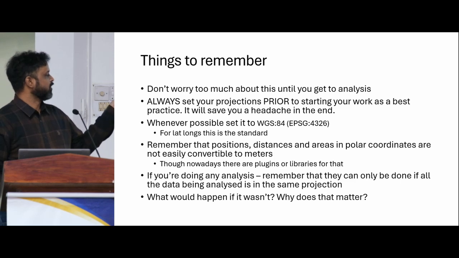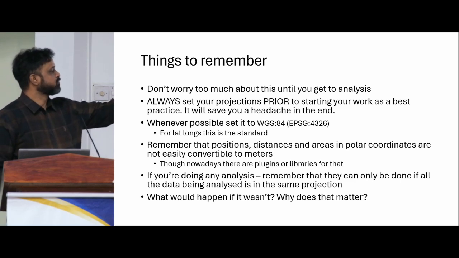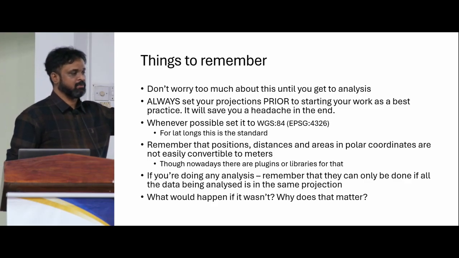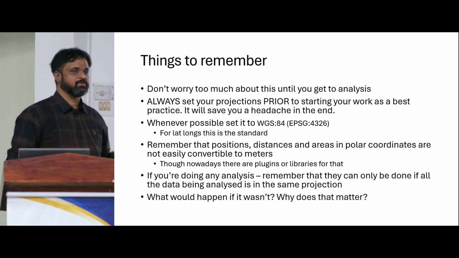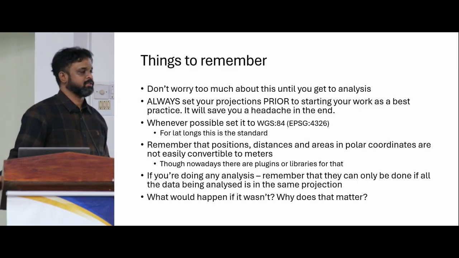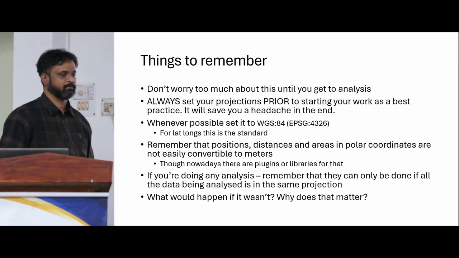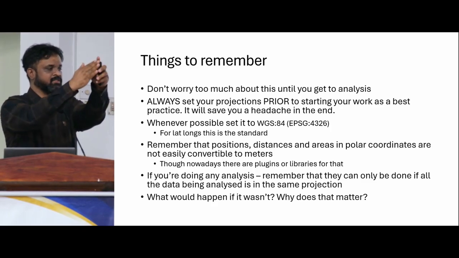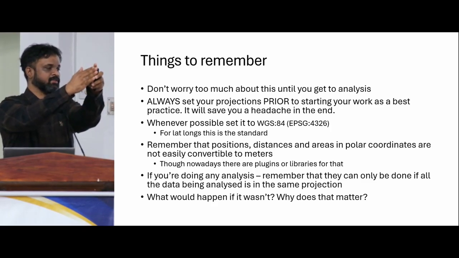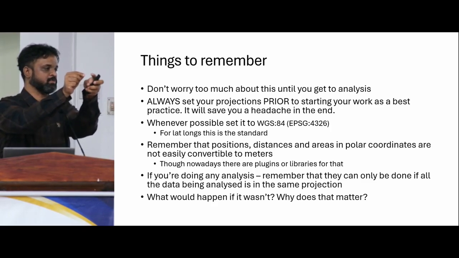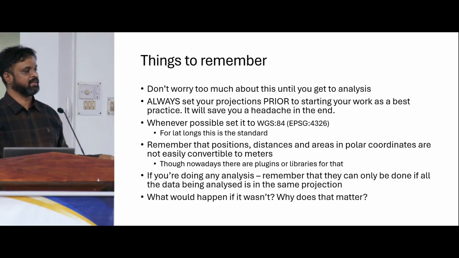Distance and areas are not easily convertible into meters. So for example, if you use degrees in EPSG 4326, which is the standard for lat long, is 1 degree by 1 degree at the equator the same as 1 degree by 1 degree in the Arctic? They're not. The Arctic is squashing towards the center, right? So 1 degree here is actually a very small amount of distance, but 1 degree in India is huge.